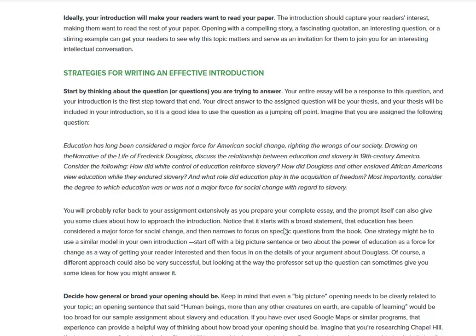Notice that it starts with a broad statement that education has been considered a major force for social change, and then narrows the focus to specific questions from the book. One strategy might be to use a similar model in your own introduction. Start off with a big picture sentence or two about the power of education as a force for change, as a way of getting your reader interested, and then focus on the details of your assignment about Douglass.